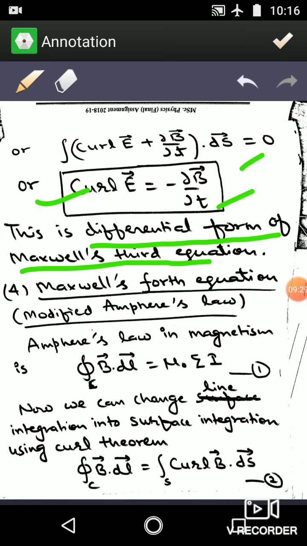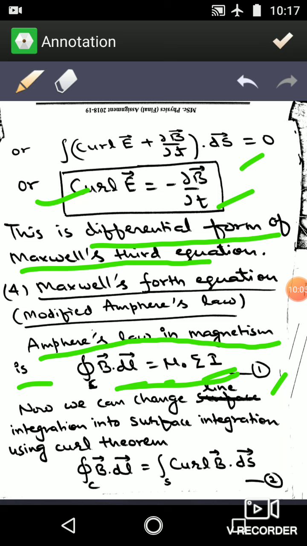Maxwell's fourth equation. What is this? Maxwell's fourth equation is basically Ampere's law in magnetism. According to Ampere's law in magnetism, line integration of magnetic field along a closed curve is equivalent to mu naught multiple of total current crossing the surface and closing by the closed curve. And mathematically, Ampere's law may be written as in equation 1. Okay.